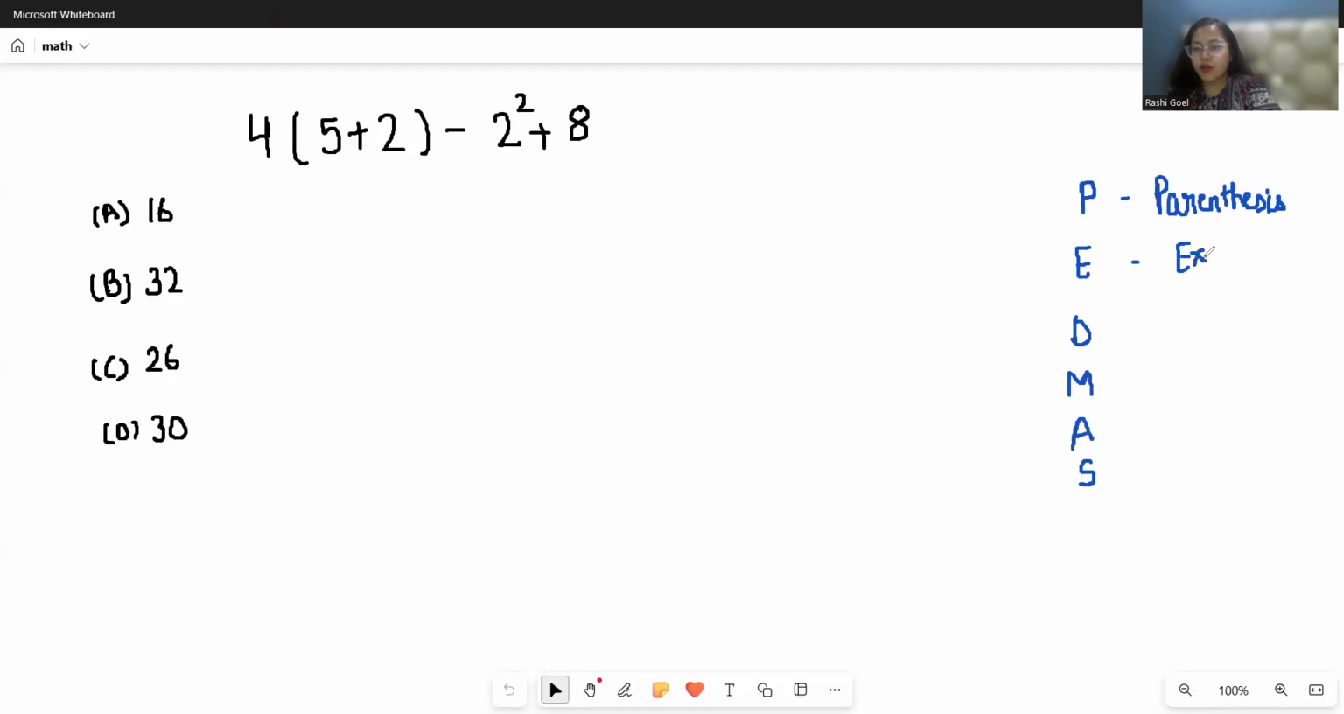Then you have to solve exponent. Then division. Multiplication. Addition. Subtraction.